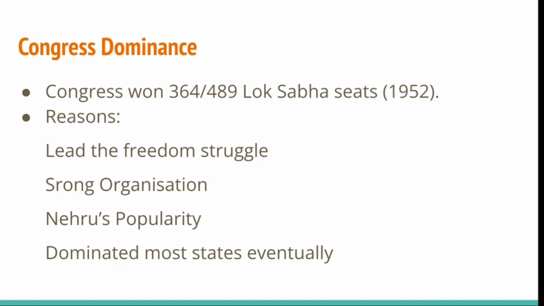Congress dominance. The Indian National Congress won big. Out of 489 Lok Sabha seats, it won 364. That's about three-fourths. Why? Because it had led the freedom struggle. It was the only party with a strong organization, and it had Jawaharlal Nehru, the most popular leader of that time. Even in state elections, Congress dominated except in a few places like Travancore, Cochin, Madras, and Orissa, but eventually it ruled even there.